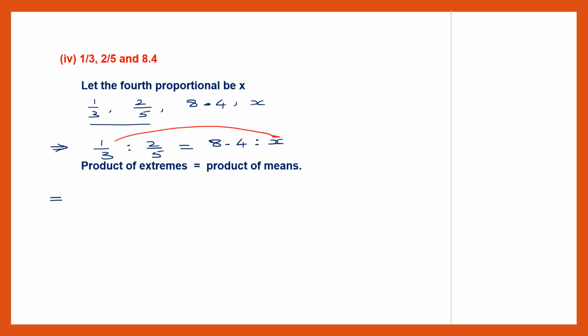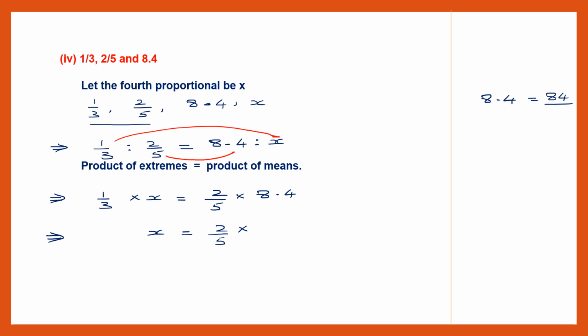So we have to multiply 1 by 3 into x, which is equal to the product of means, and these are the means. What are the means? 2 by 5 is to 8.4. So now again we're going to find the value of x. We're going to leave x here, and on the other side we have 2 by 5 into 8.4. Since all the others are fractions, we can make 8.4 also a fraction. If you remove the point, it becomes 84, and you give it a denominator which is 10 or a higher power of 10 because it's a decimal fraction. Since there's only one decimal place, 1 followed by one 0. So that is 84 by 10.